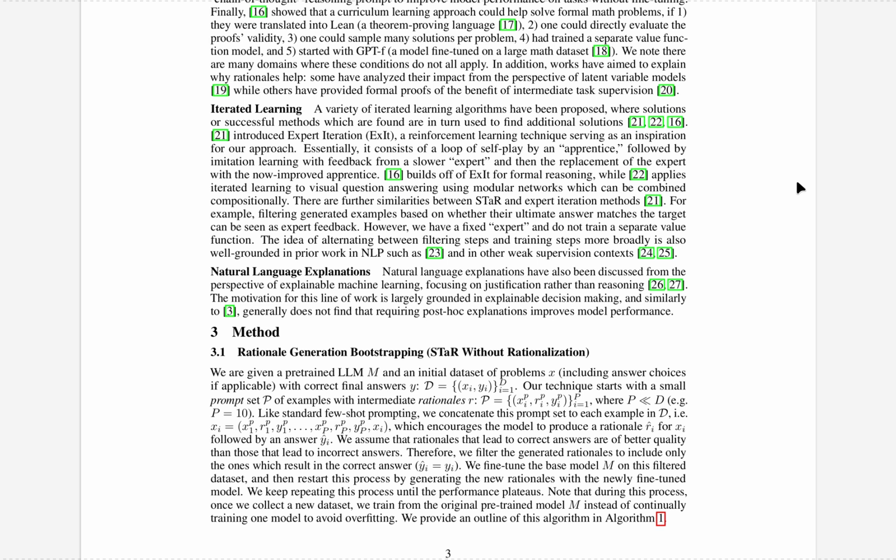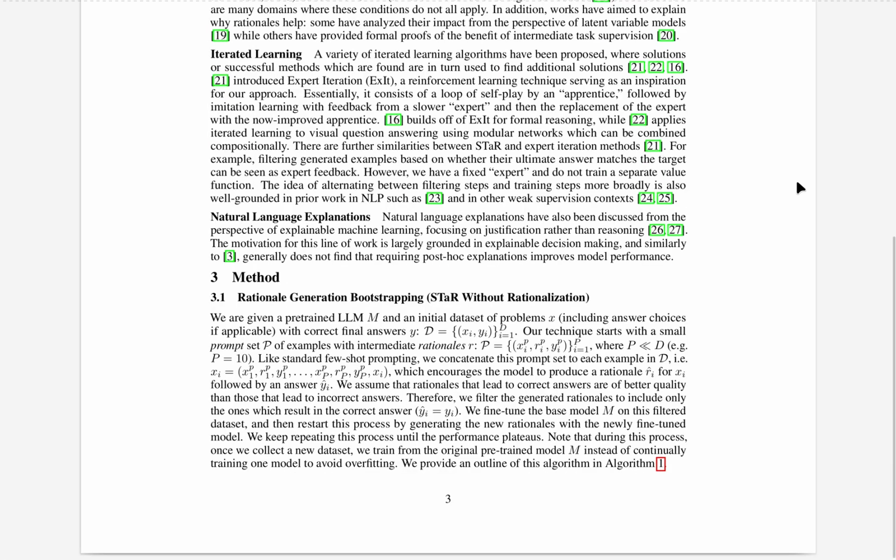Natural language explanations. Natural language explanations have also been discussed from the perspective of explainable machine learning, focusing on justification rather than reasoning. The motivation for this line of work is largely grounded in explainable decision-making, and similarly, it generally does not find that requiring post-hoc explanation improves model performance. 3. Method. 3.1. Rationale generation bootstrapping.